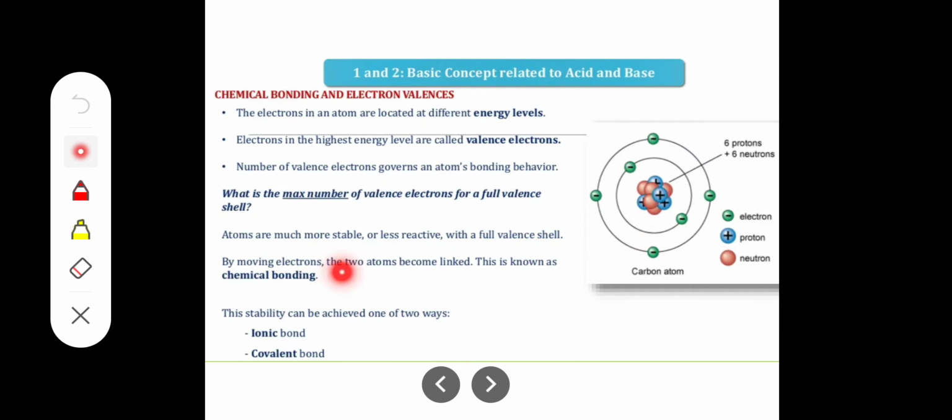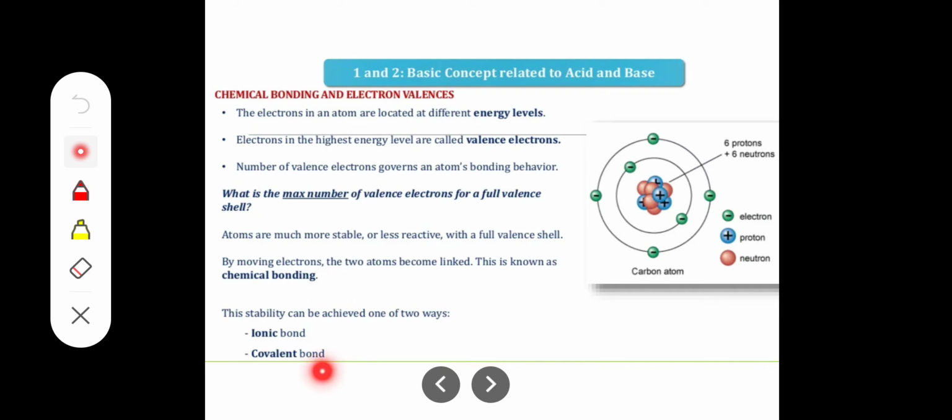By moving electrons, two atoms become linked, like sodium and chloride, or hydrogen and hydroxide. They become linked whenever the electrons move. This is known as chemical bonding. For sodium and chloride, it is ionic bonding.